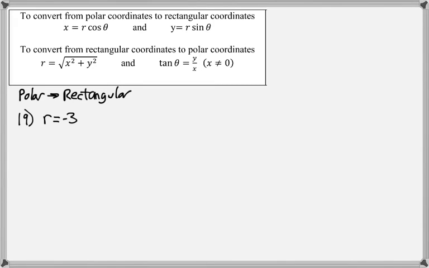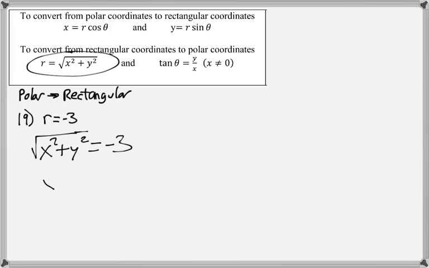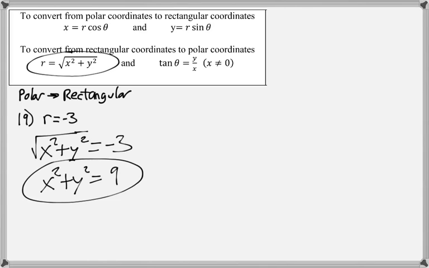For number 19, I'm converting the polar equation into rectangular form, and I have r is equal to -3 here. So I'm going to replace r with the square root of x squared plus y squared. So this will be the square root of x squared plus y squared is equal to -3. And then the last thing that I'm going to do is square both sides. So I have x squared plus y squared is equal to 9. And this will be my final answer.